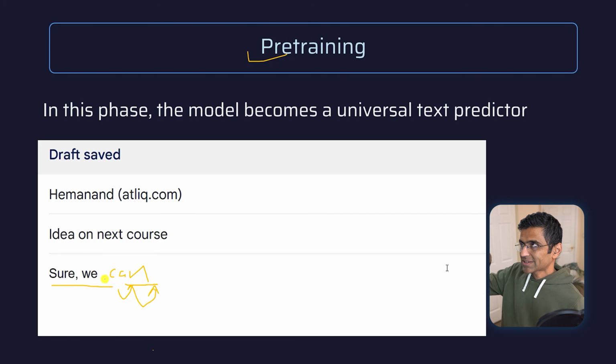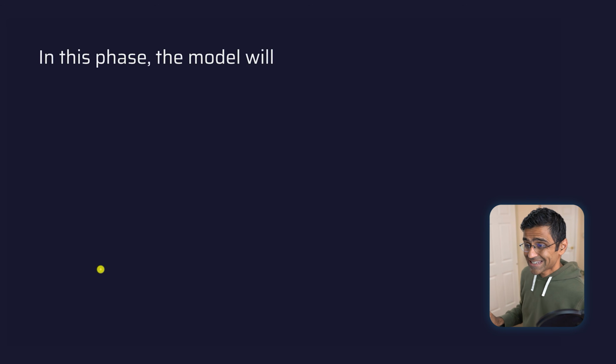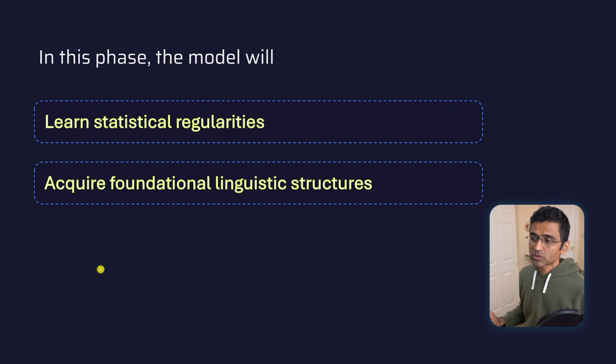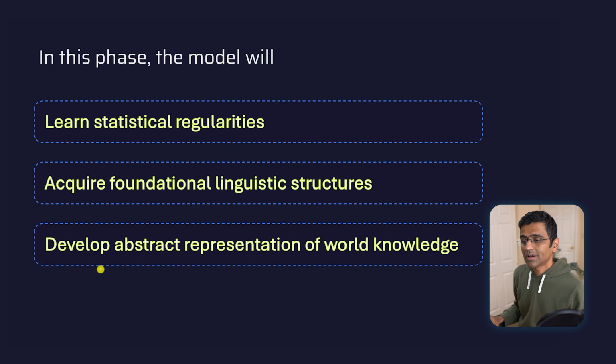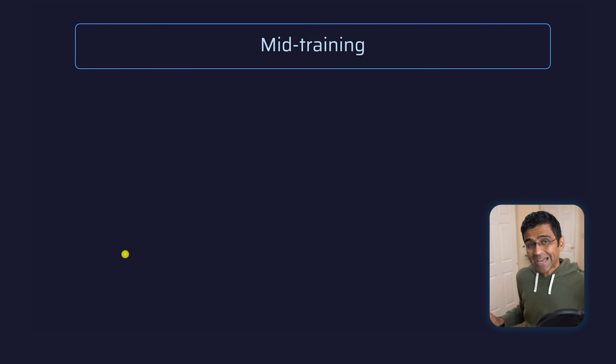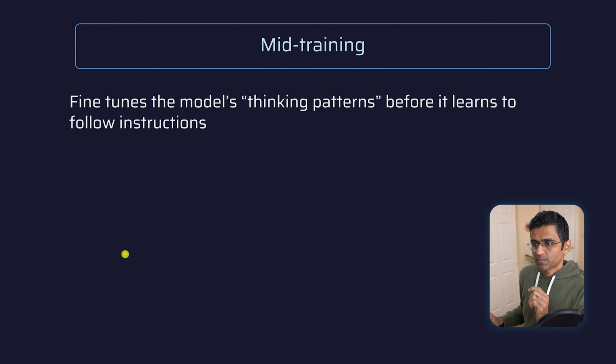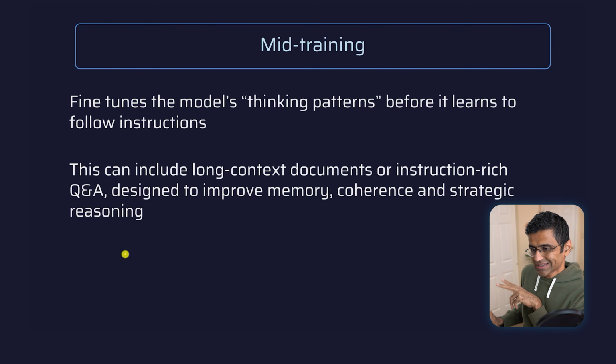If you look at all the text on the internet, you will find some statistical patterns. You will also acquire foundational linguistic structures like grammar, etc. And then you will develop abstract representation of world knowledge. Once that stage is done, you will have mid-training. Here you will fine-tune the model's thinking patterns before it learns to follow instructions, and following instructions is the next step, by the way. But in mid-training, you will include long context documents or instruction-rich Q&A designed to improve memory coherence and strategic reasoning.